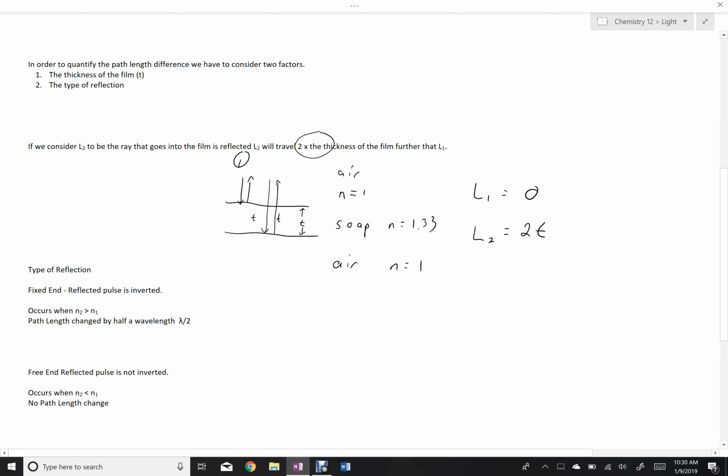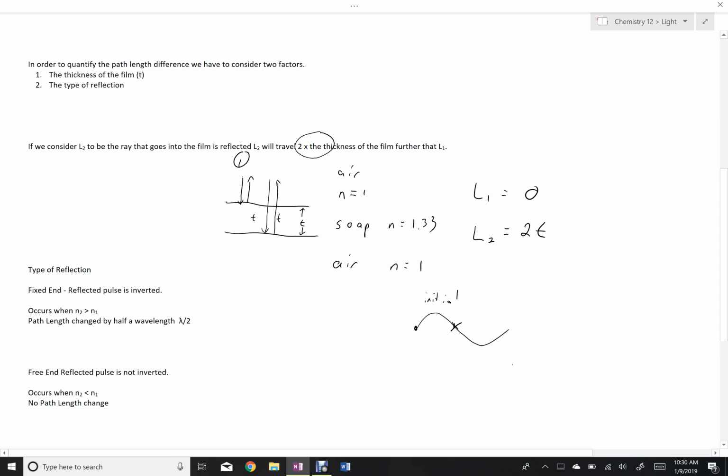So if we want to consider a wave, and we'll consider this our initial, with this starting point right here, when it reflects, if it's going to be inverted, it's like it's starting from this point here.